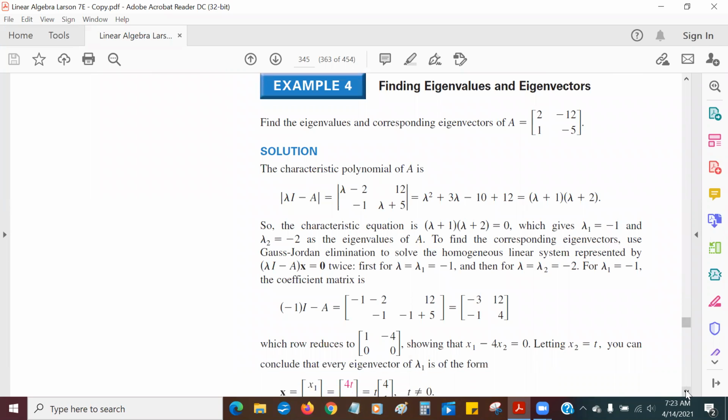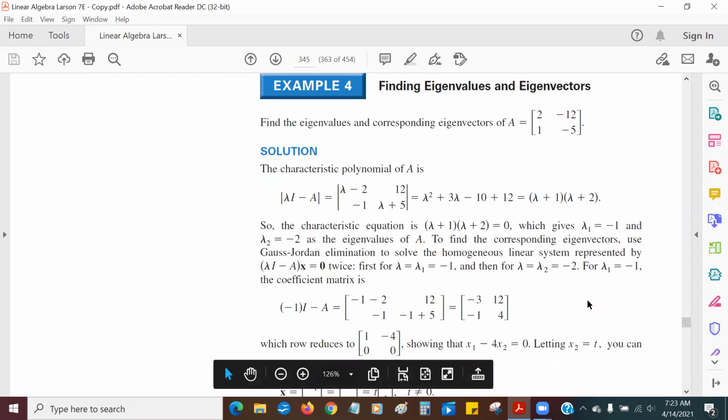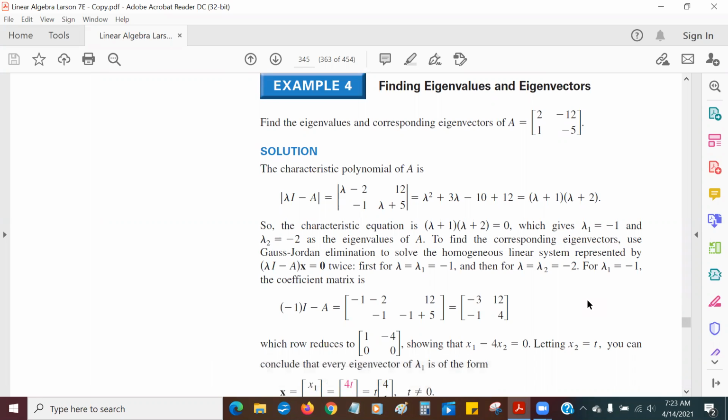What we're going to do is use Gauss-Jordan elimination, and we're going to solve the homogeneous linear system represented by lambda I minus A times x equals 0. We're going to do it twice: first for lambda 1, then for lambda 2. So for lambda 1 equal to -1, wherever I have a lambda in this equation, I'm going to stick in a -1. So -1 times I, the negative identity matrix, minus the matrix A. That's just going to be -1 minus 2, 12, -1 (that doesn't change), then -1 plus 5.